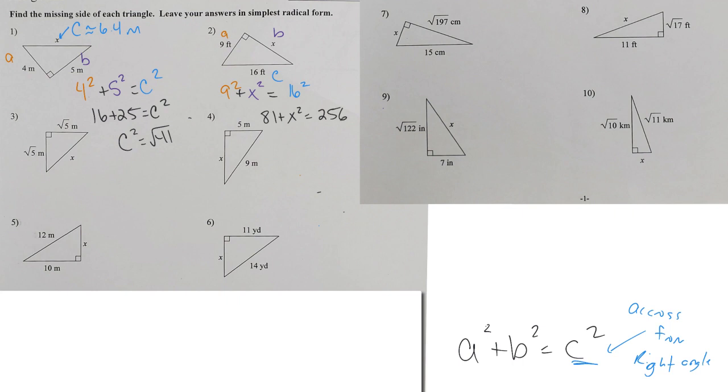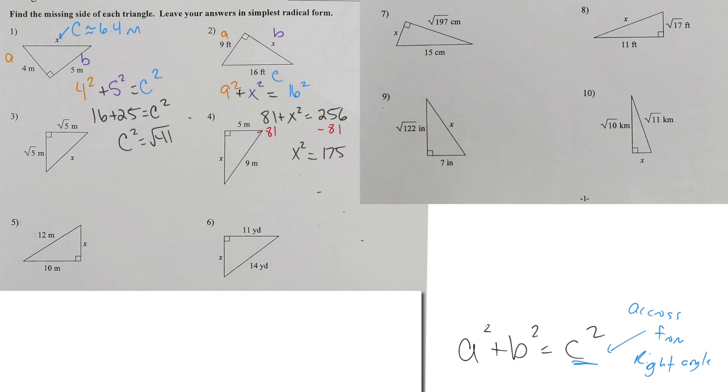So now this is just a solve problem. We have to minus 81 from both sides. So I'm minus 81. I end up with x squared equals, I just do 256 minus 81. I end up with 175.